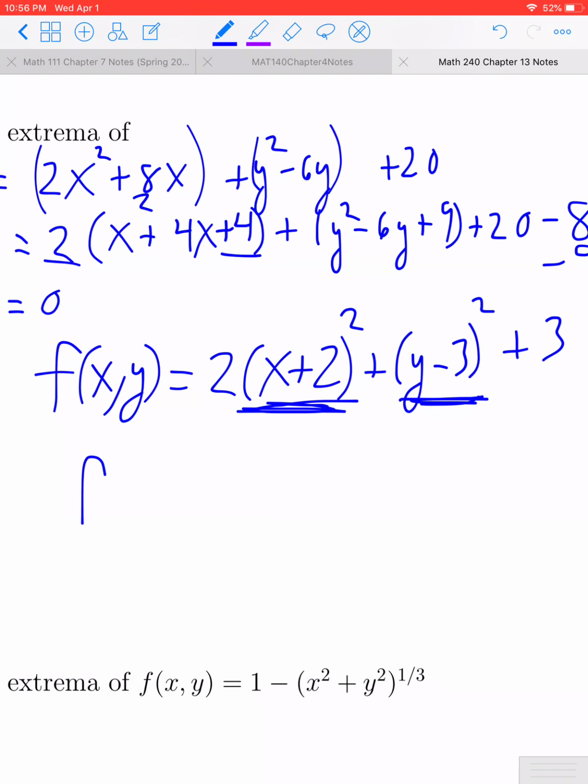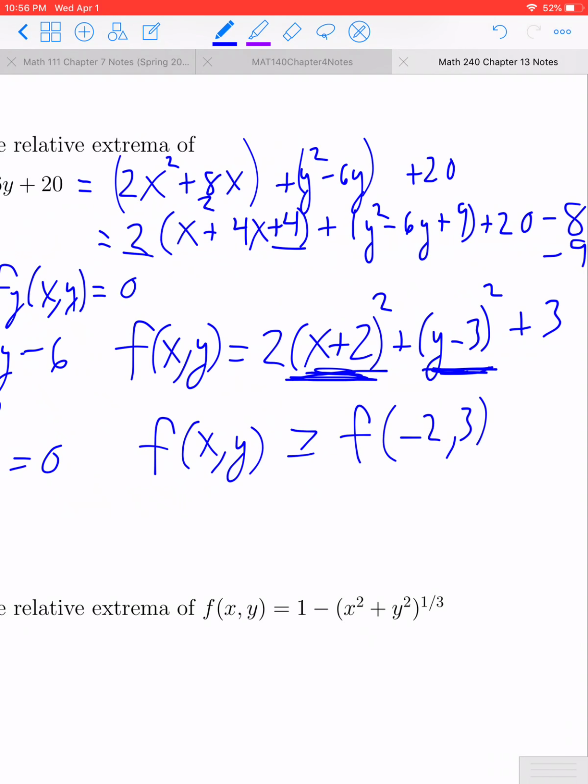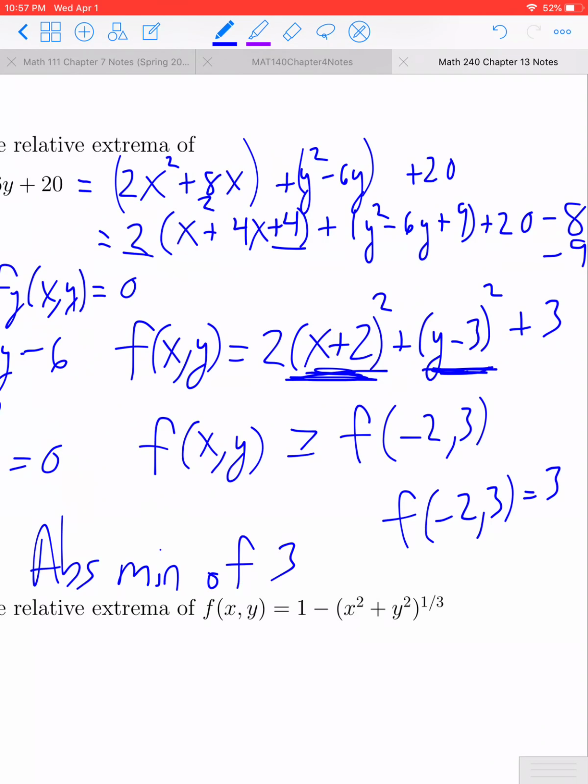We can see that for any other value of x and y, one or the other of these two quantities would be non-zero, and therefore we'd be taking something and adding it to 3, which would make the output greater. So for all values x, y, we see that f of x, y would be greater than f of -2, 3, which so happens if you plug it in, that would be equal to 3. And so we have an absolute minimum at that point. So we have an absolute min of 3, and this occurs at the ordered pair -2, 3.